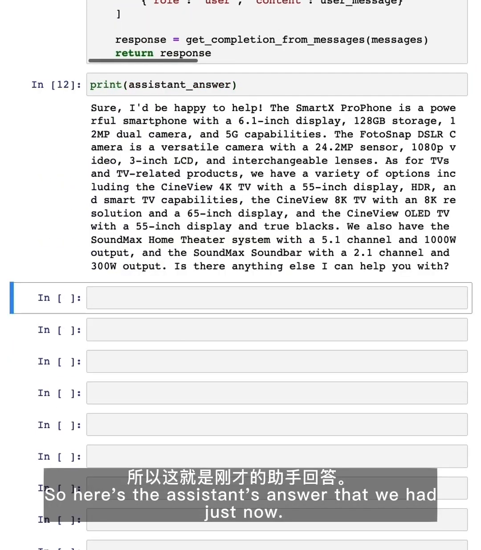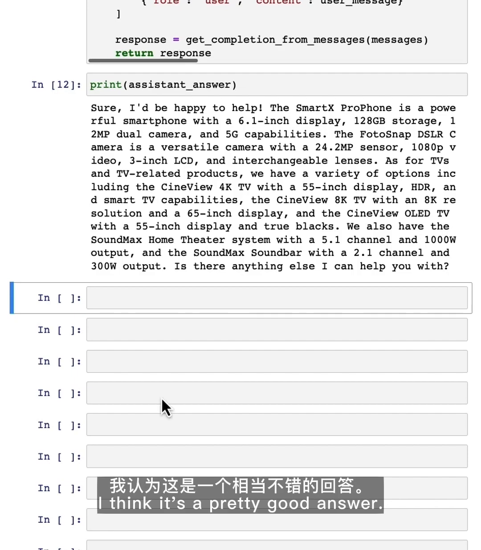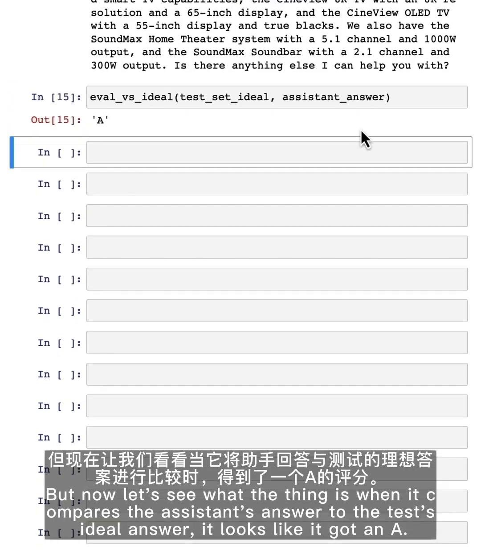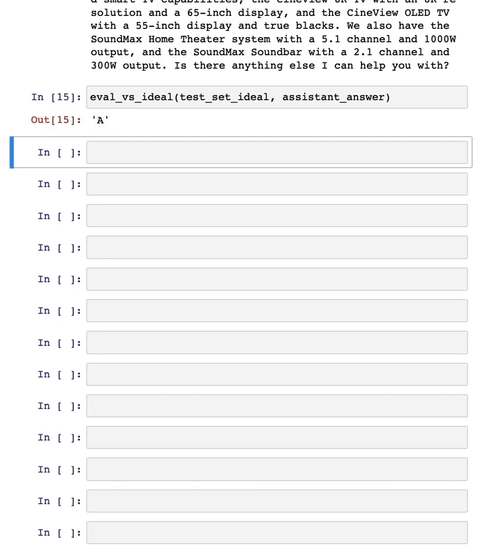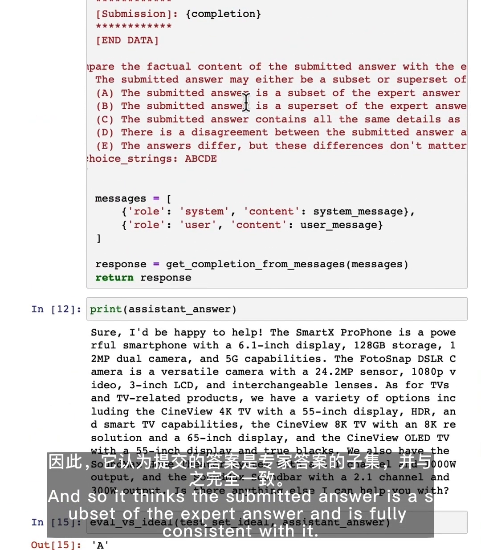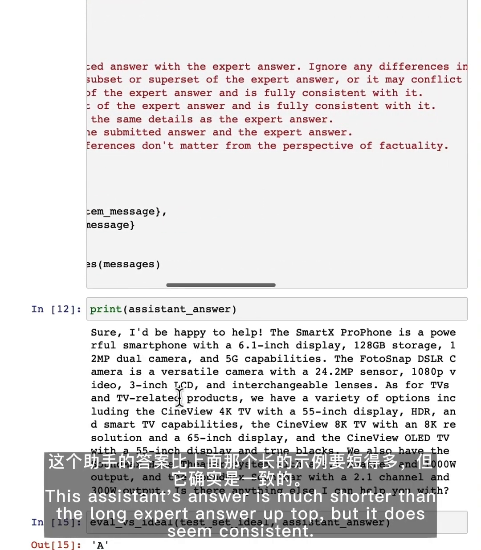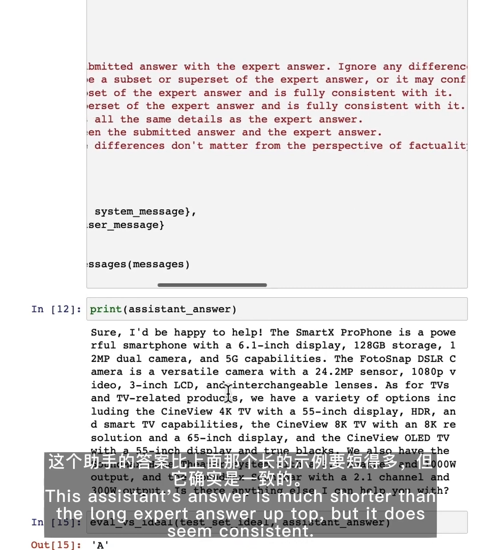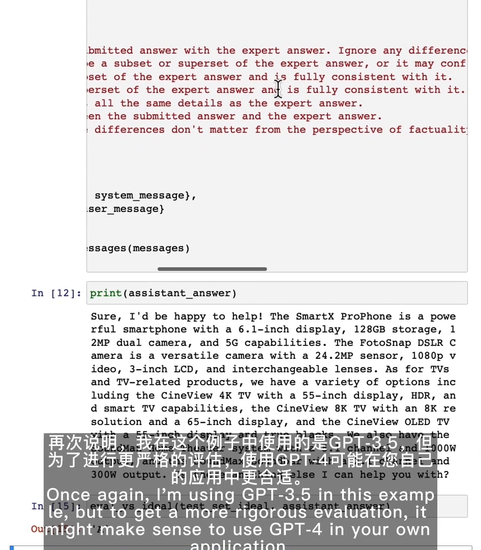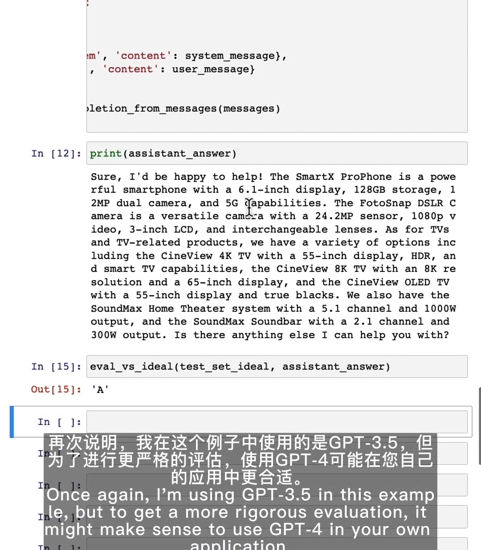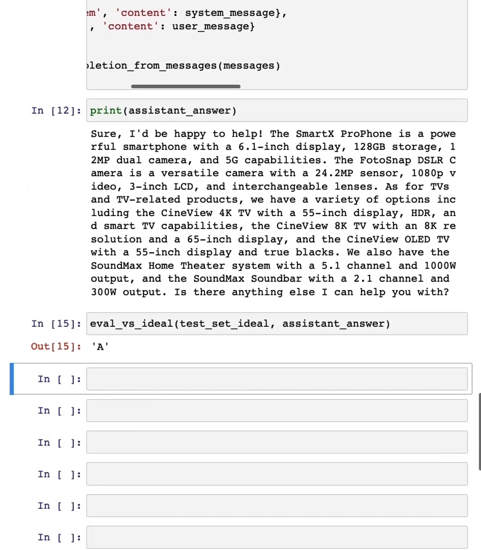So here's the assistant answer that we had just now. I think it's a pretty good answer, but now let's see what the LLM thinks when it compares the assistant answer to the test set ideal. Ooh, looks like it got an A. And so it thinks the submitted answer is a subset of the expert answer and is fully consistent with it. And that sounds right to me. This assistant answer is much shorter than the long expert answer up top, but hopefully it is consistent. Once again, I'm using GPT 3.5 Turbo in this example, but to get a more rigorous evaluation, it might make sense to use GPT-4 in your own application.